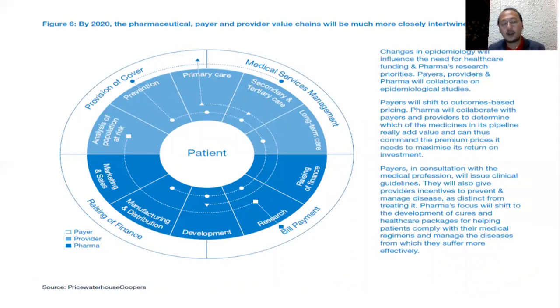Now, in this particular figure, by 2020 the pharmaceutical, payer or insurance system, and provider value chain will be much more closely intertwined or interconnected. Why is it interconnected? Because, for example, in primary care in the healthcare system that we have, when there is a rise in financing, it will also distort the healthcare system. How bills are being paid, how services are managed. For example, the government's implementation of universal healthcare, and what the impact is on primary healthcare, on the barrio or barangay healthcare centers.